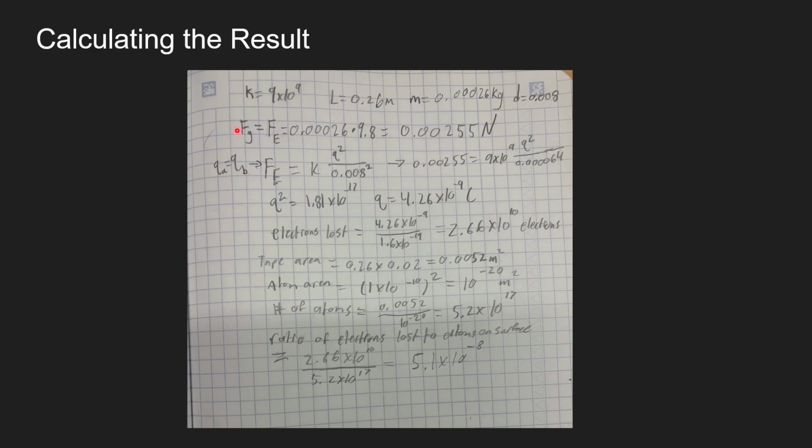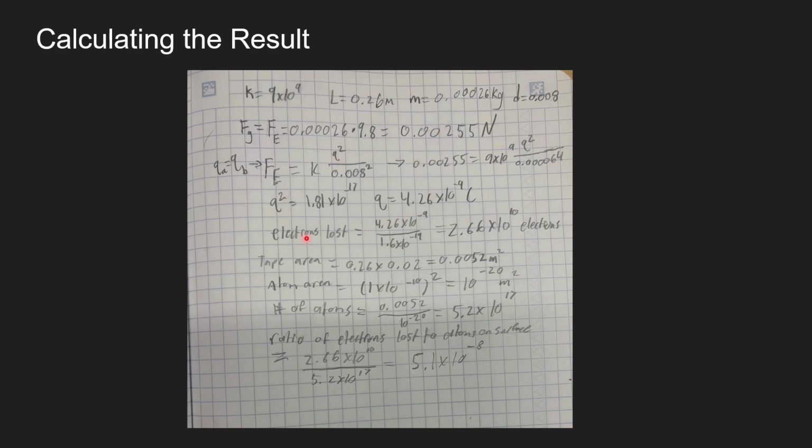We're able to set Fg equal to Fe because the upper tape is floating, so it's in equilibrium. This is the value for Fg, and we know it's the same as Fe based on that principle. We can assume Qa is equal to Qb because we followed the same charging process. And because we have Fe, K, and separation distance, we can rearrange Coulomb's law to solve for Q. That's what we did here.